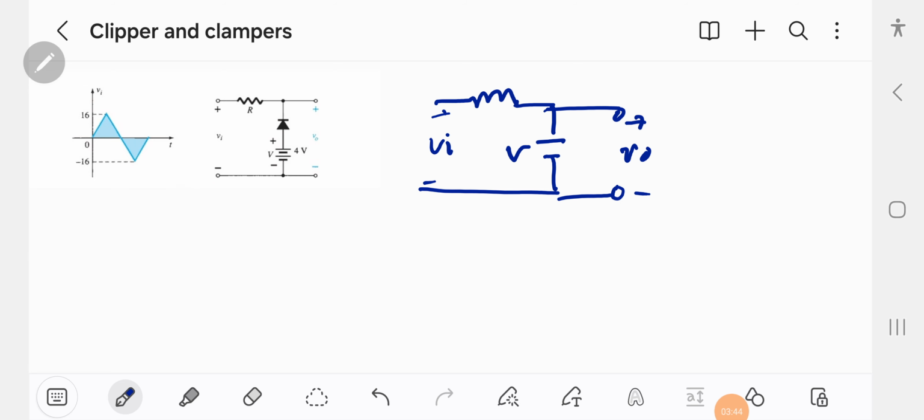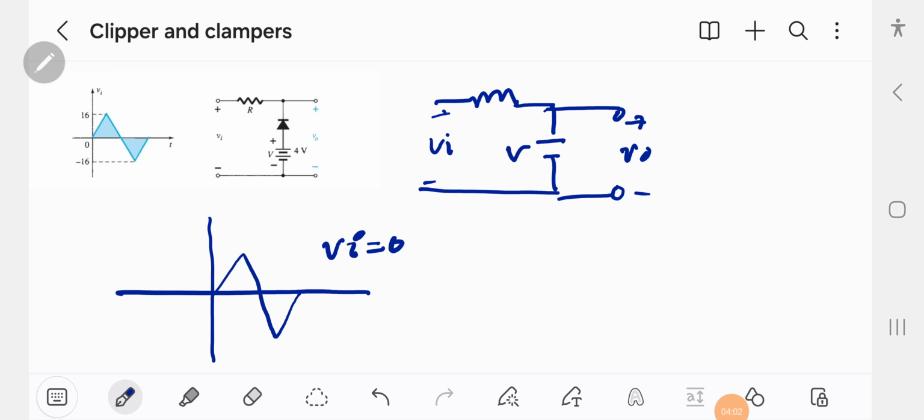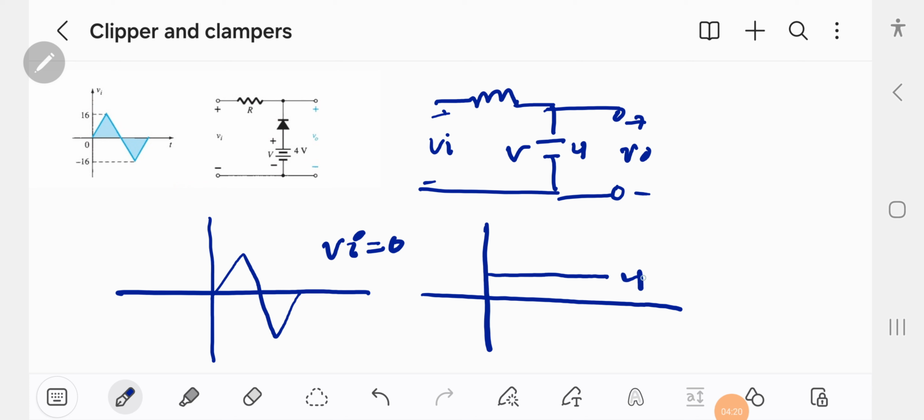Now from this network, one thing is clear: when the input signal is at 0, we are receiving a constant DC voltage of 4 volt. So 4 volt is actually fixed for an input voltage of 0 volt.